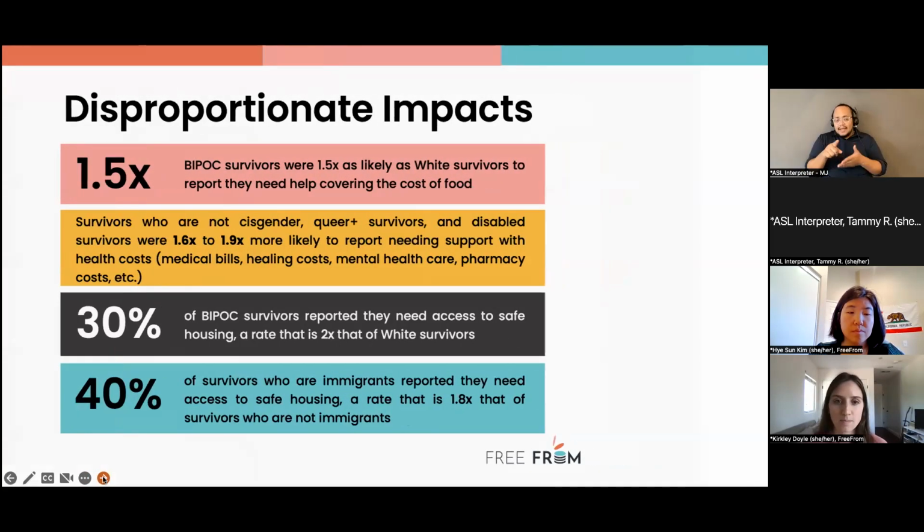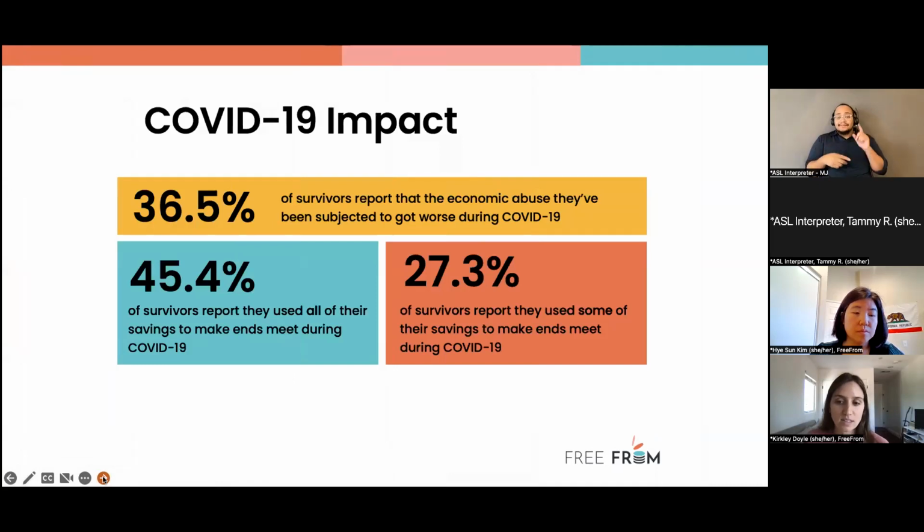Okay, next slide. And as this data was collected during COVID-19, I wanted to highlight some of the key ways that the pandemic exacerbated everything that the data I presented already shows. The one stat I want to draw to folks' attention is that 45.4% of survivors in our sample reported they used all of their savings to make ends meet during COVID-19. That's nearly 1 in 2 folks, which is a really devastating statistic.